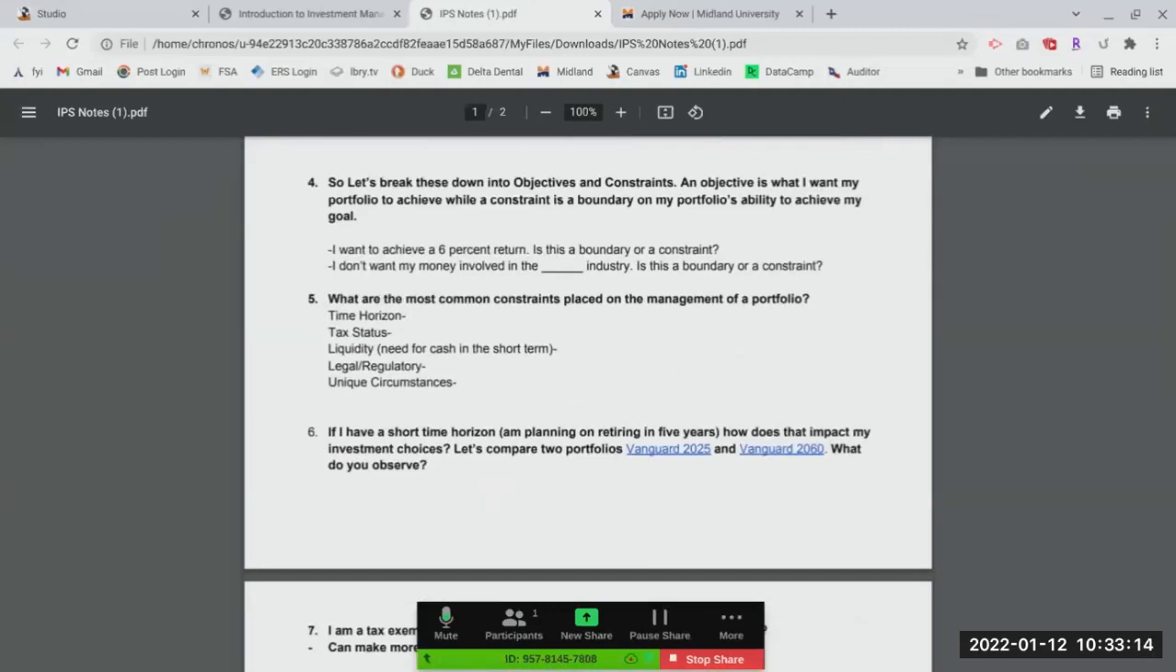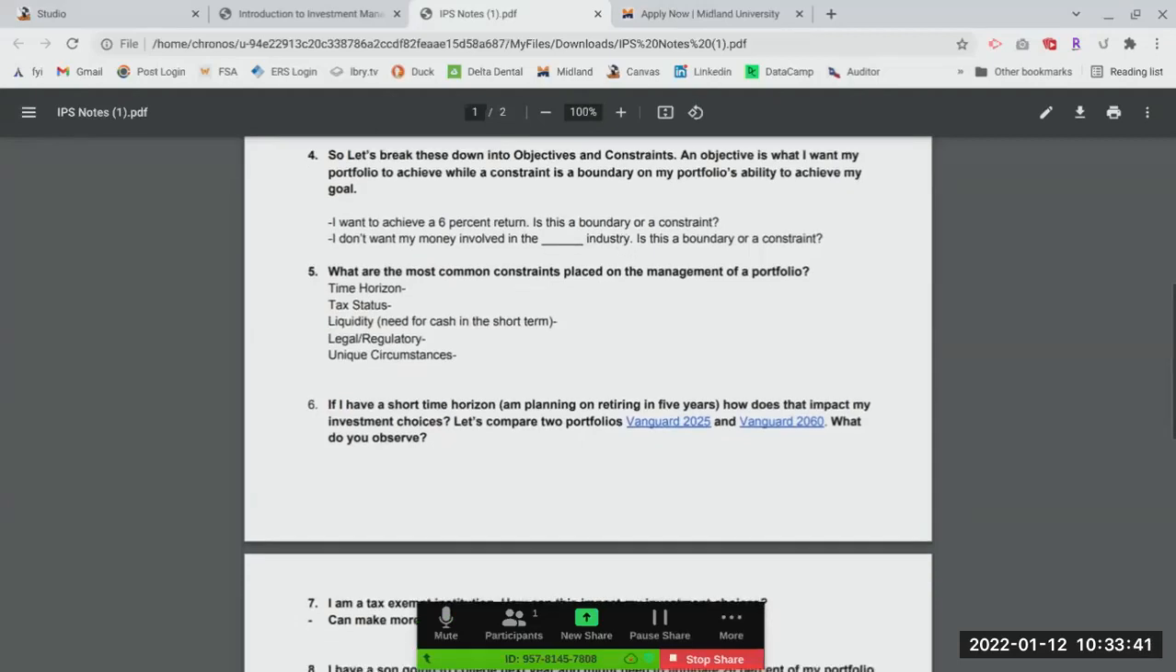So let's break our IPS down into objectives and constraints. An objective is what I want my portfolio to achieve, while a constraint is a boundary on my portfolio's ability to achieve my goal. I want to achieve a 6% return. Is that an objective or a constraint? Okay. I don't want my money involved in the blank industry. Is that an objective or a constraint? Okay.